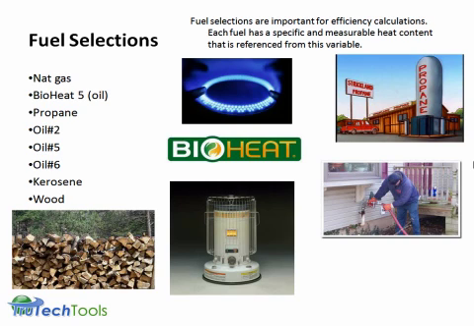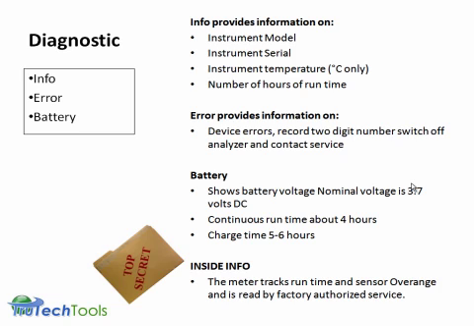Fuel selections. The Testo 327 has many fuel selections, including bioheat oil, which is a newer one, like vegetable oils or other mixtures of oil that are used for fuel oil furnaces. We got natural gas, propane, oil 2, 5, 6, kerosene, and wood in a Testo 327. And those fuel selections are really important for the efficiency calculations because each fuel has a specific and measurable heat content, and that's what's referenced from that variable in the analyzer.